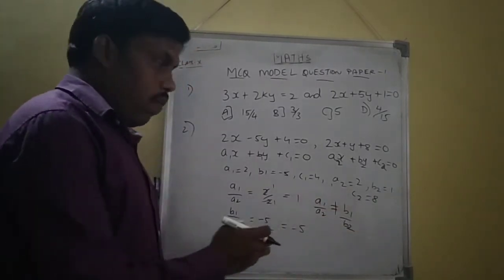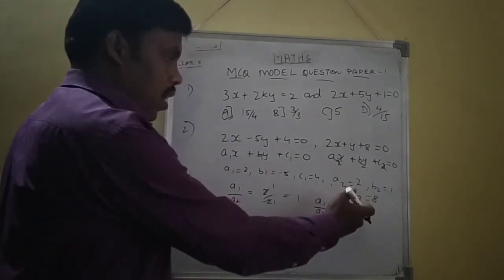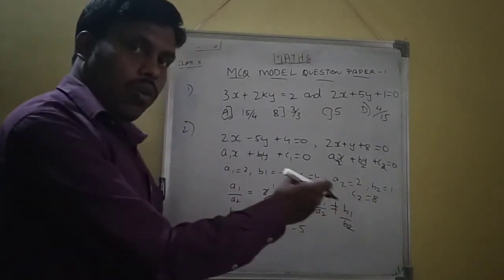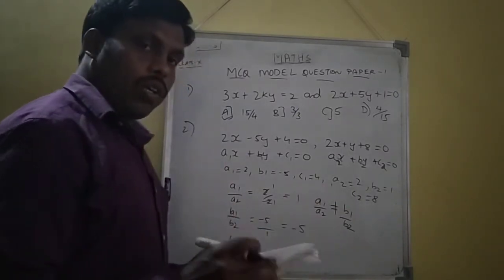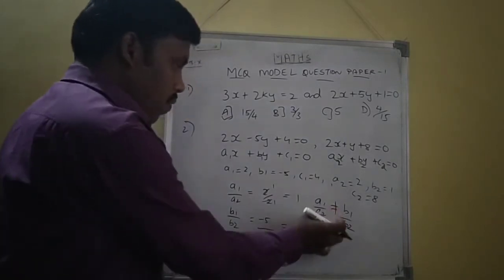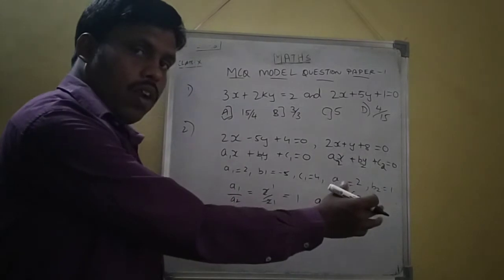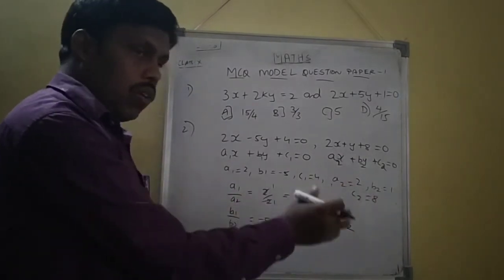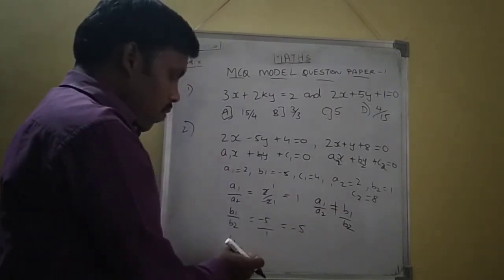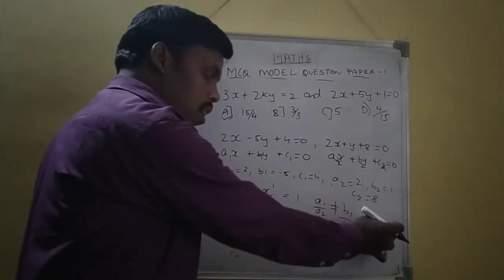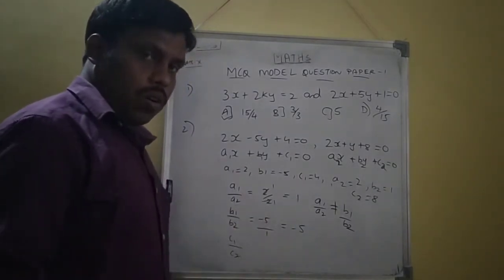If the first two ratios are not equal, there is no need to check the third one. If it is not equal, then it has a unique solution, only one solution. The option C, unique solution, is correct here. What happens if these two are equal? Then we'll check the third one. If all three are equal, then it has infinitely many solutions, coincident lines. And if the first two are equal and the third ratio is not equal, then we say parallel lines, no solution at all.